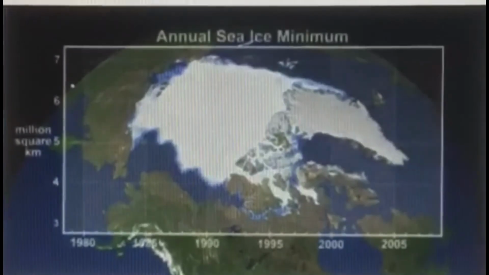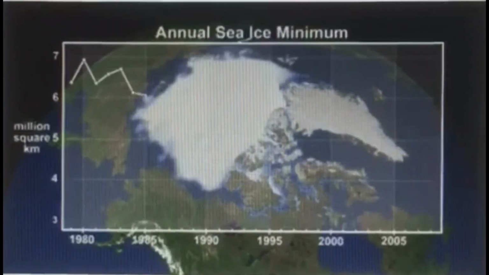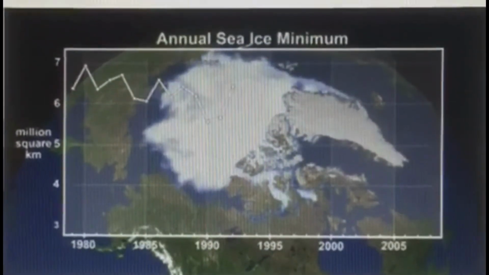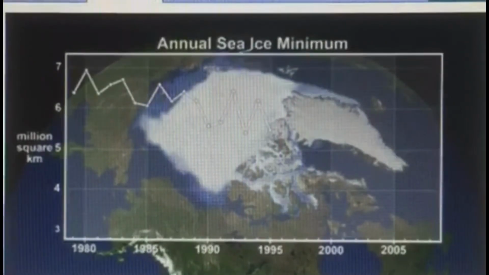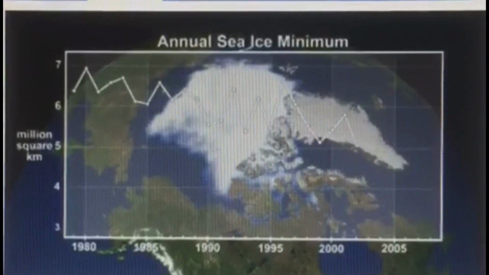Scientists using satellite data have confirmed that the amount of sea ice that floats in the chilly Arctic has declined significantly. The average yearly decline since 1979 is 72,000 square kilometers, which amounts to more than 10% per decade.